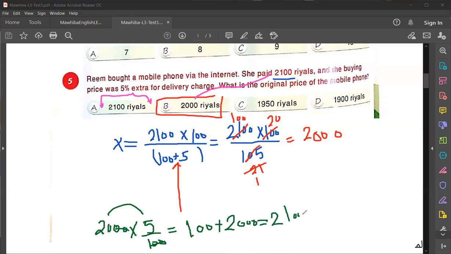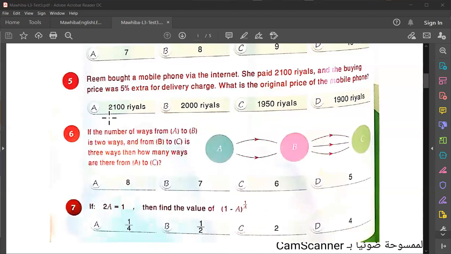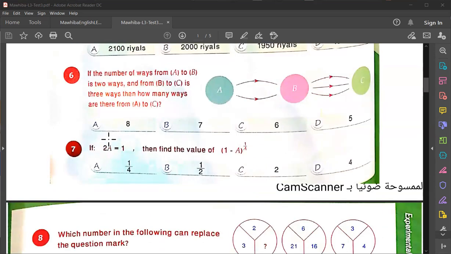2,100, right? So the same answer here. So the correct answer is B. Do you see? You have two ways: by formula, by math form, or you check the answer. Okay?